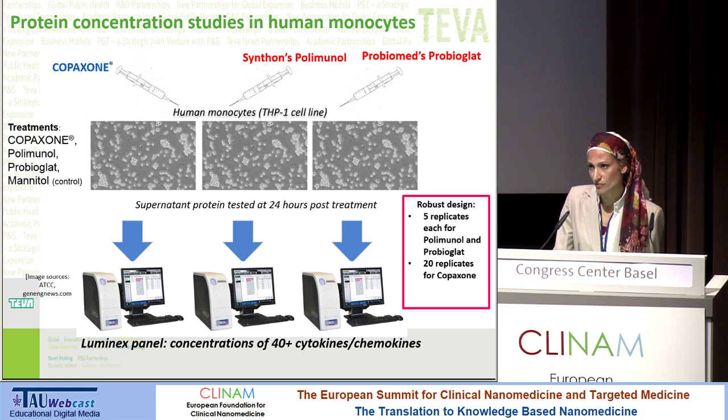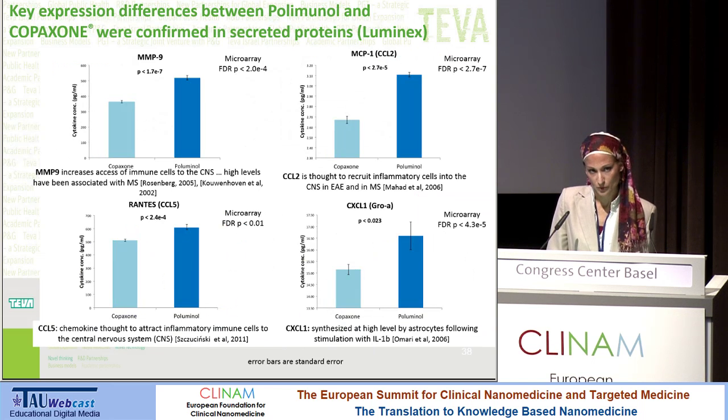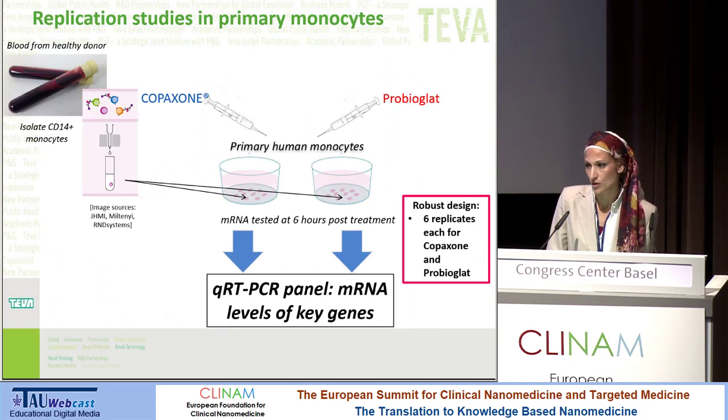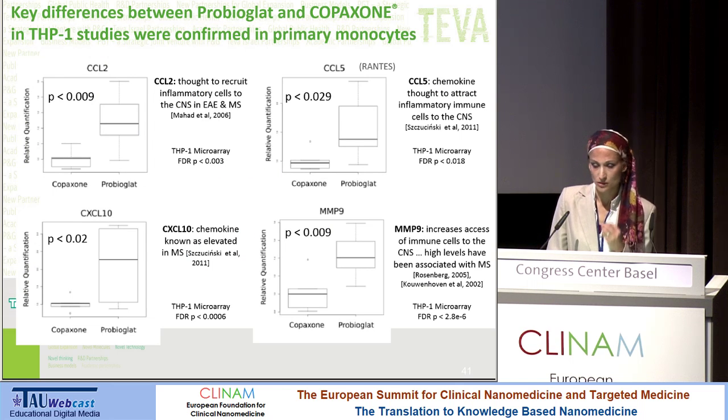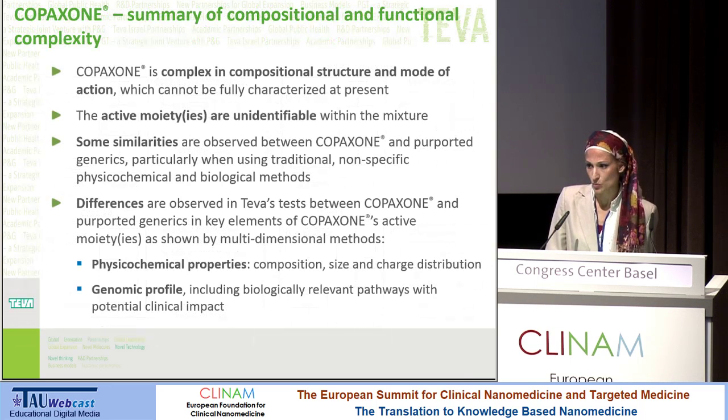To further validate what we found in other biological systems, in other technologies, we ran protein secretion panels. We found confirmation to our microarray findings for both drugs. And then we also looked at primary monocytes from human donors to make sure that the THP1 cell line monocyte results were indeed related to the drug and not to the transformation itself, and that was confirmed.